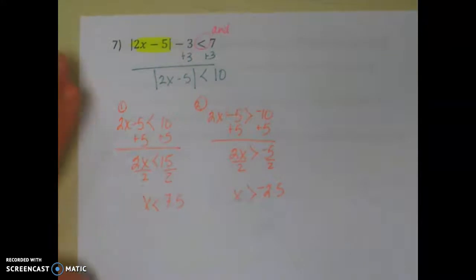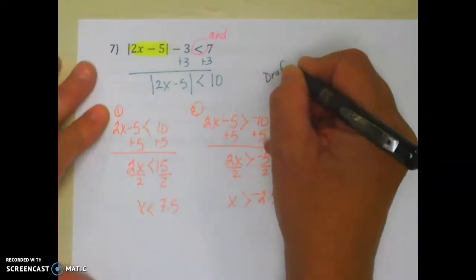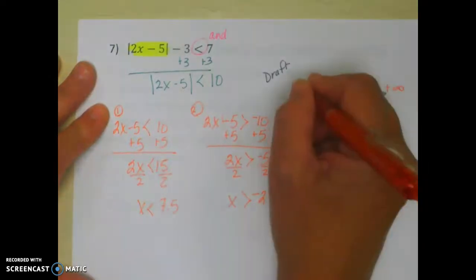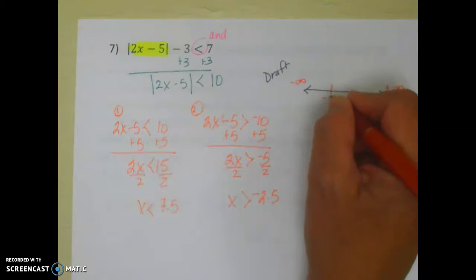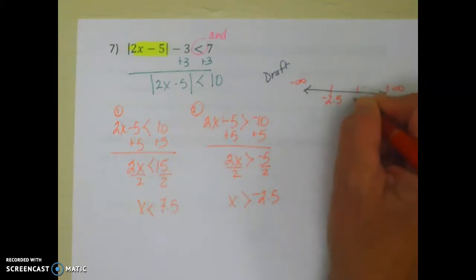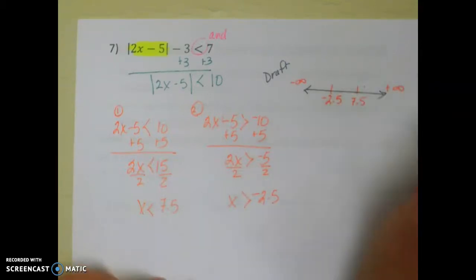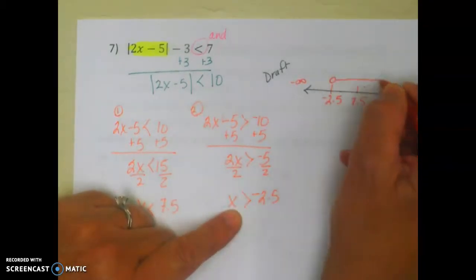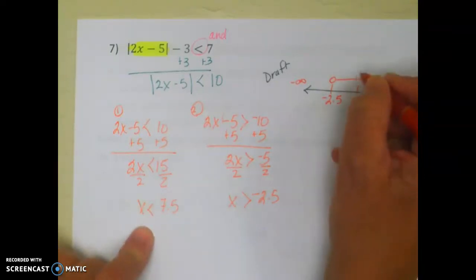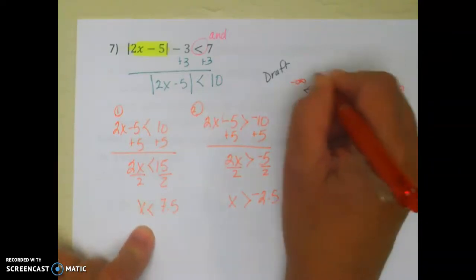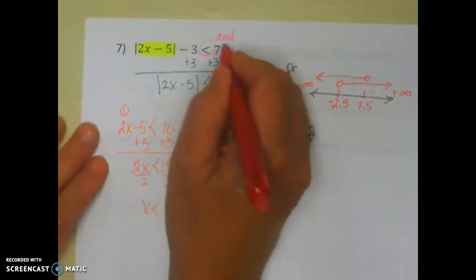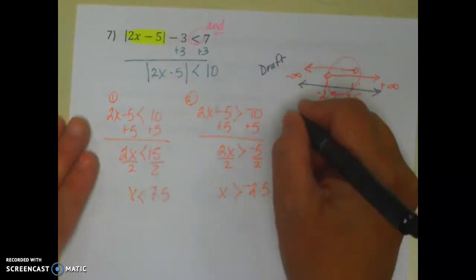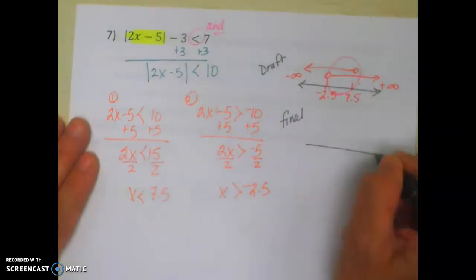Okay. Now on the draft, I'm going to graph them both. And I have positive infinity and negative infinity. I have -2.5 on this side and 7.5 over here because 7.5 is bigger. On the -2.5, it's an open circle because there's no equals, and so then I'm going to go to the right. On the 7.5, it's also an open circle, but this one's going to the left. I have an and, which means I'm going to just graph where they overlap.